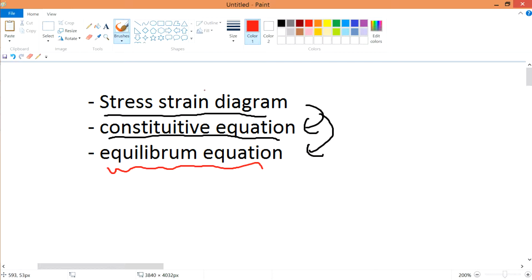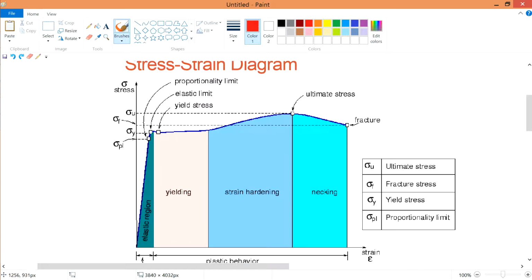In this video, we'll talk about the stress-strain diagram and how this diagram links to the constitutive equation and the equilibrium equation. Alright, to start, I'll begin with a stress-strain diagram as shown over here. In this diagram, the x-axis is strain and the y-axis is stress, as shown over here.